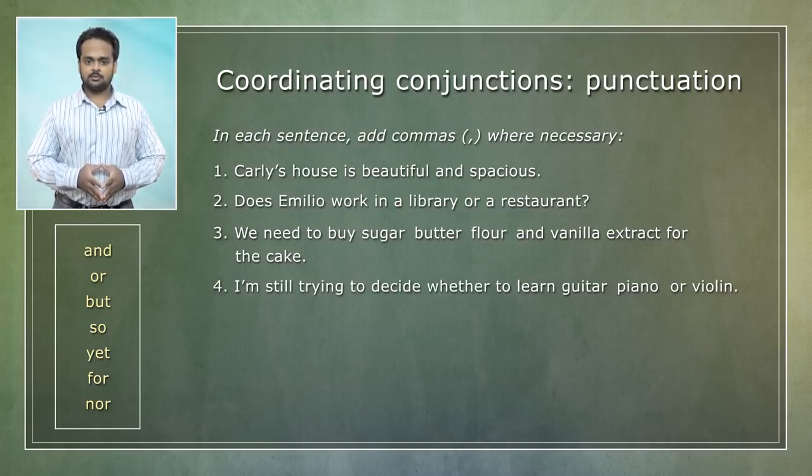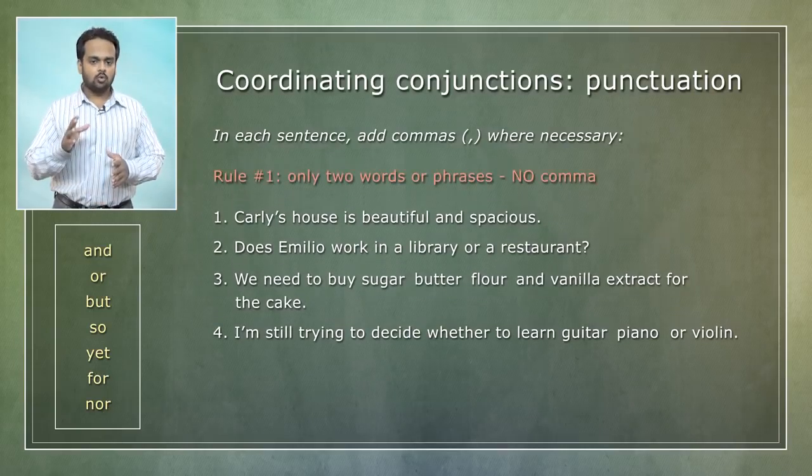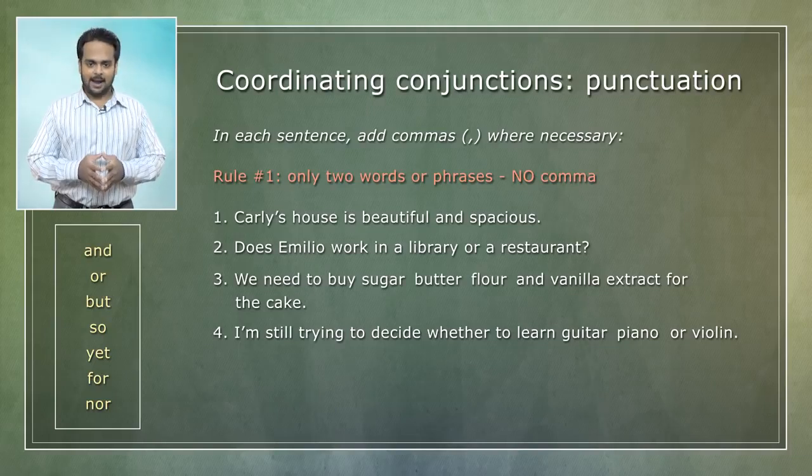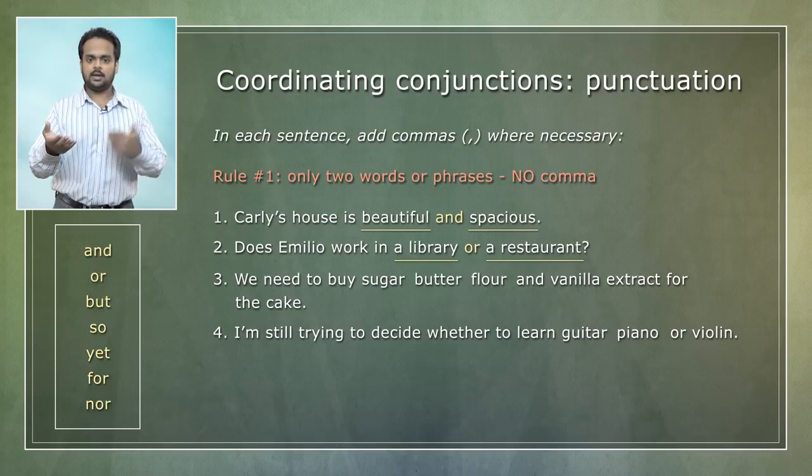In the first 2 sentences, did you put a comma anywhere? Actually, you don't need any commas in these 2 sentences. That's because when a conjunction only connects 2 words or 2 phrases, we don't use commas. In number 1, the conjunction is and it connects the adjectives beautiful and spacious. Only 2 items, so no comma.